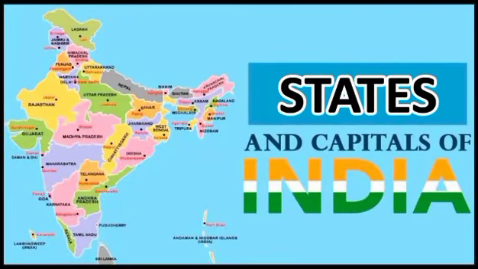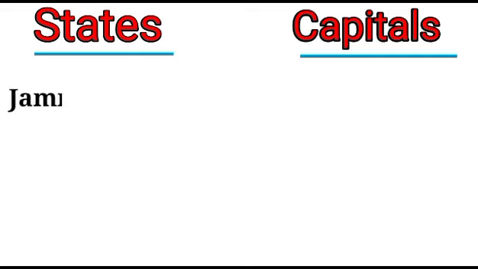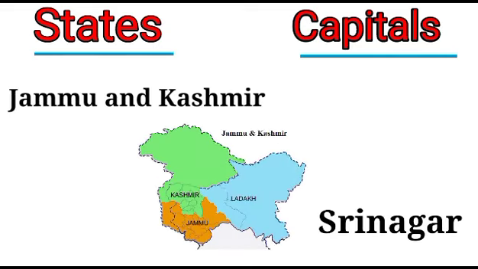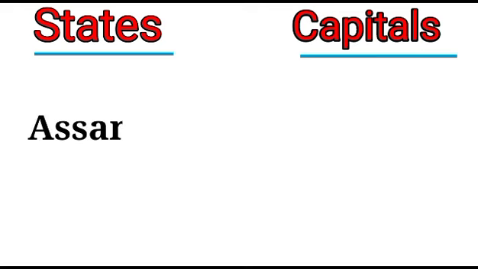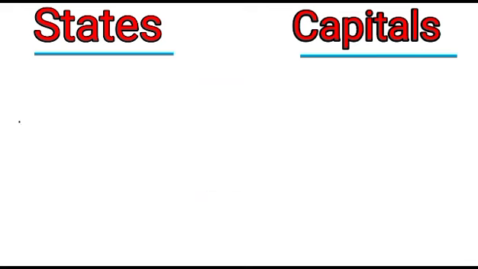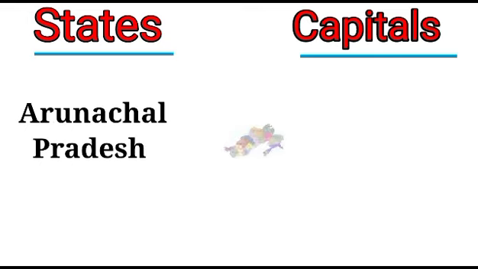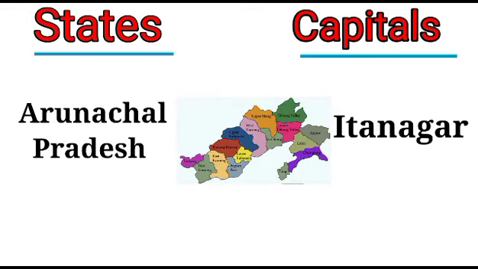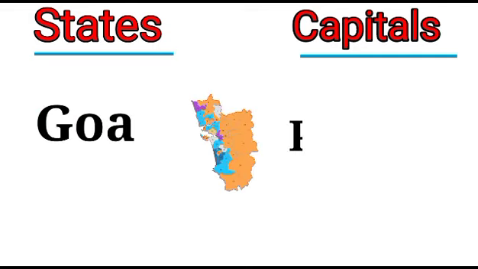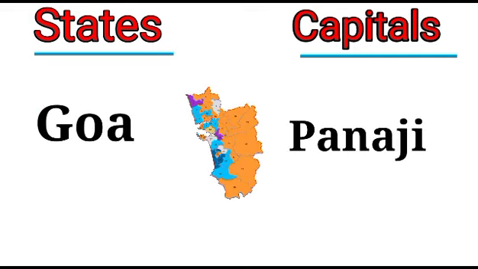Hello friends, today we will learn states and capitals of India. State, Jammu and Kashmir. Capital is Srinagar. State, Assam. Capital is Dispur. State, Arunachal Pradesh. Capital is Itanagar. State, Goa. Capital is Panaji.